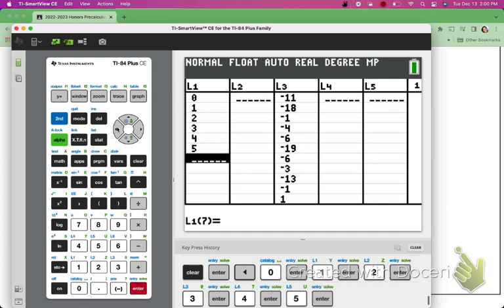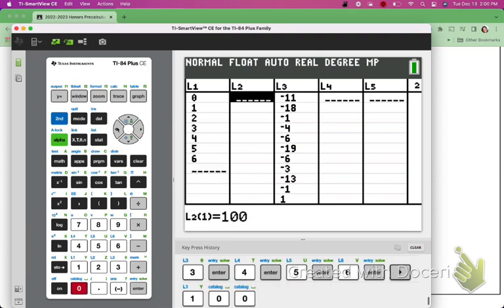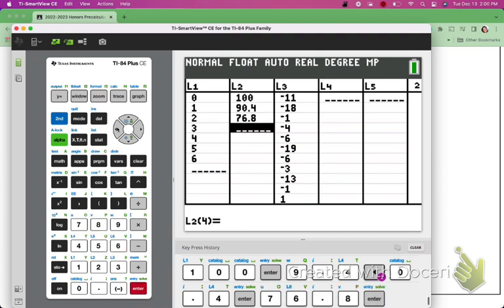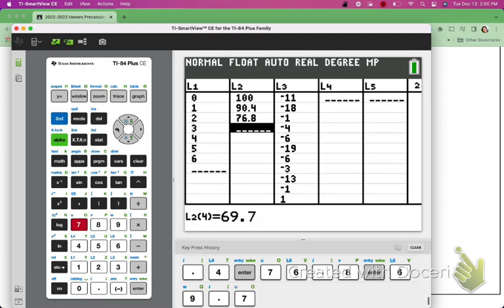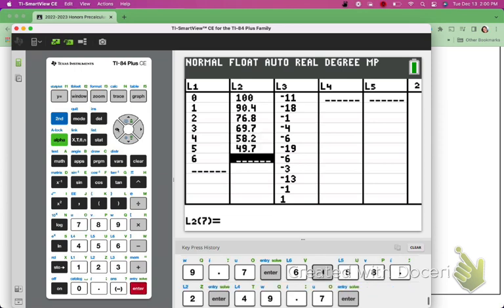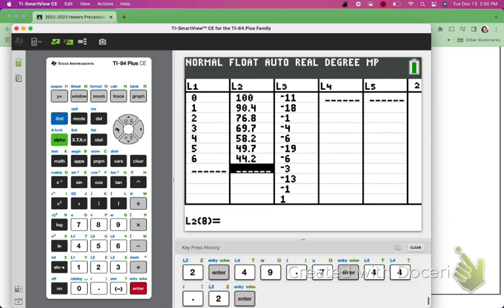3, 4, 5, 6. We'll put our weights in L2 for our Ys: 100, 90.4, oops, didn't like that, 76.8, 69.7, 58, nope, 50.2, 49.7, 44.2. And then how do we get to the regression options?